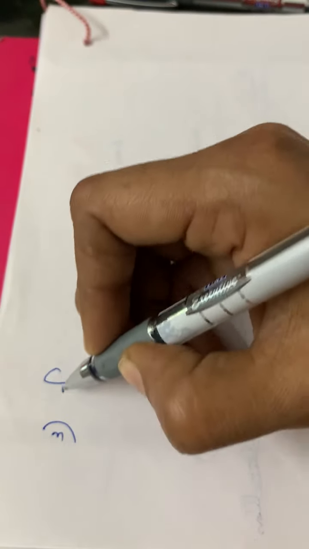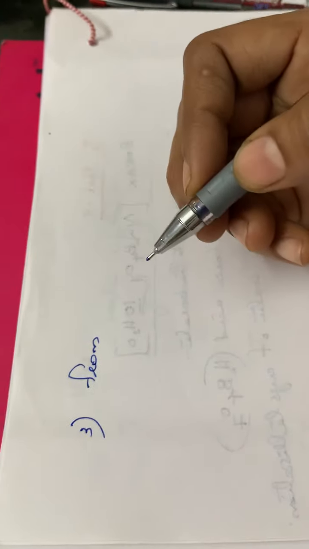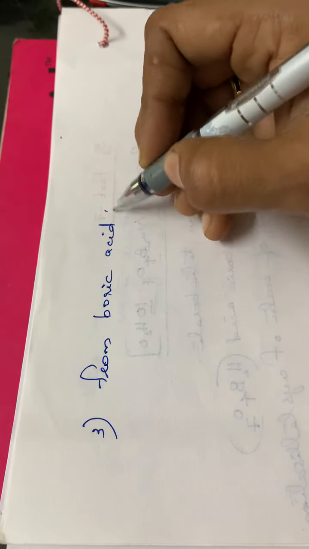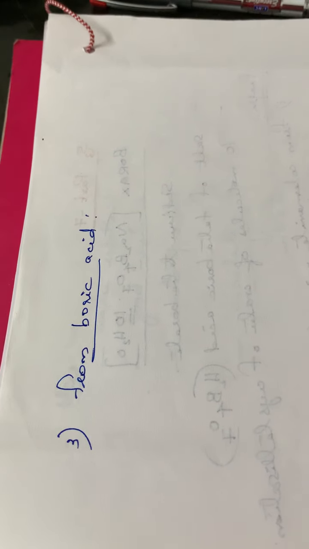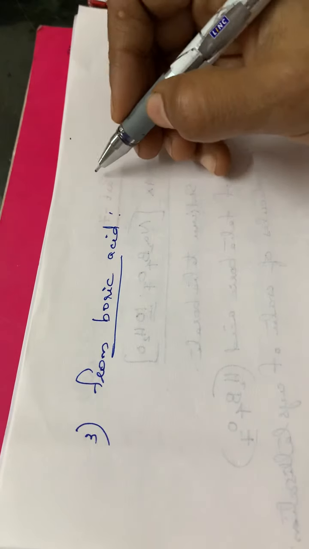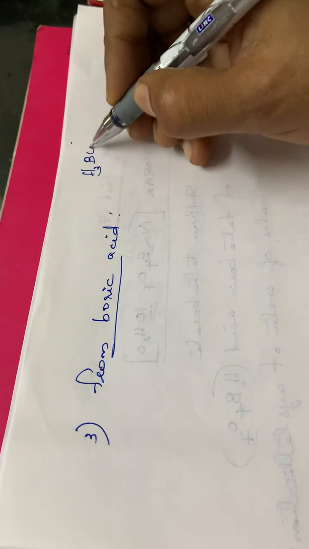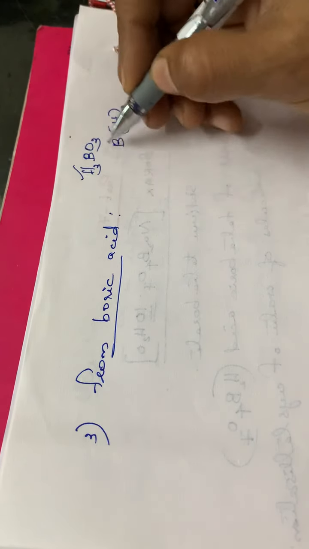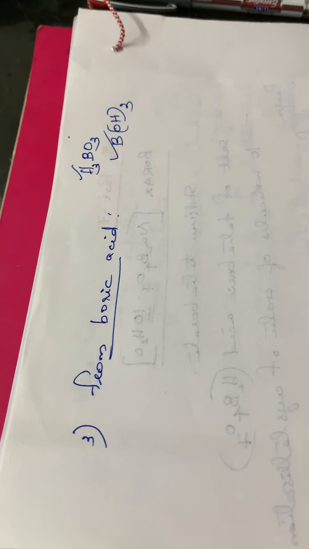Third method of preparation from boric acid. Boric acid, what is the formula? It is H3BO3, or we can write it as B(OH)3. Both are the same. Boric acid, H3BO3 or B(OH)3.